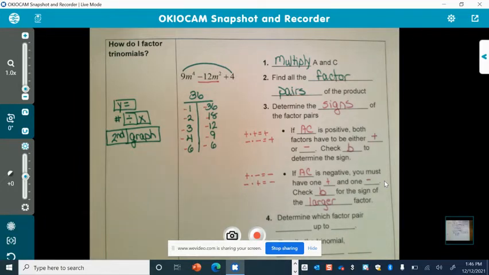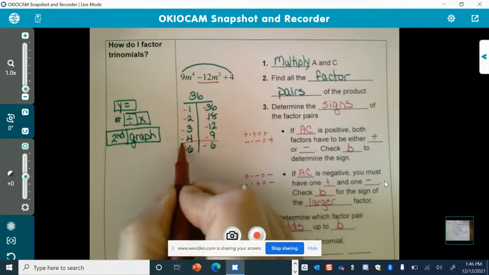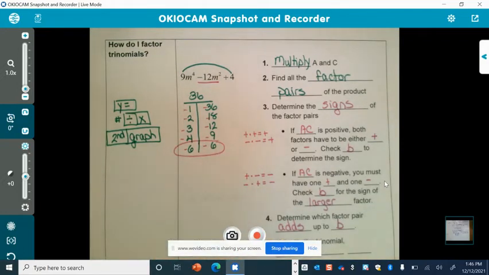So now I want to decide which factor pair adds up to B. And it's negative 6 plus negative 6 will give me negative 12m squared. So let me copy the problem down here again. 9m to the fourth minus 12m squared plus 4.